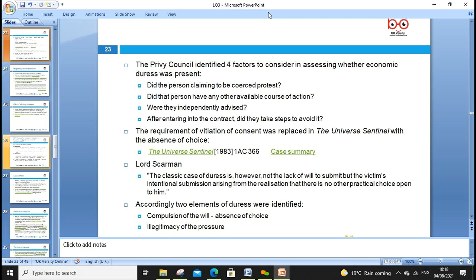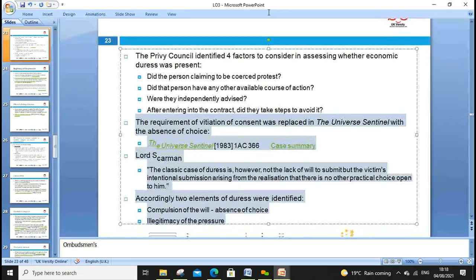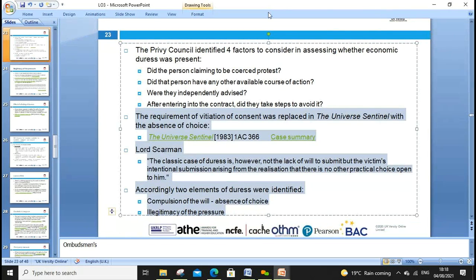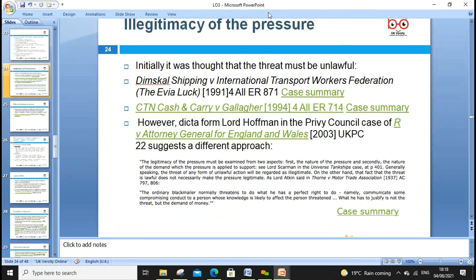Were they independently advised? Is the advice independent, from independent awarding bodies or an independent watchdog? One such watchdog is called the ombudsman. If we have any problem with the companies, we can complain to the ombudsman. So that is one of the watchdogs. They provide independent advice and also guide you. Then there is the legitimacy of pressure, which we can't really do in the law. Okay, regarding the illegitimacy of the pressure, initially the thought was that the threat must be unlawful.